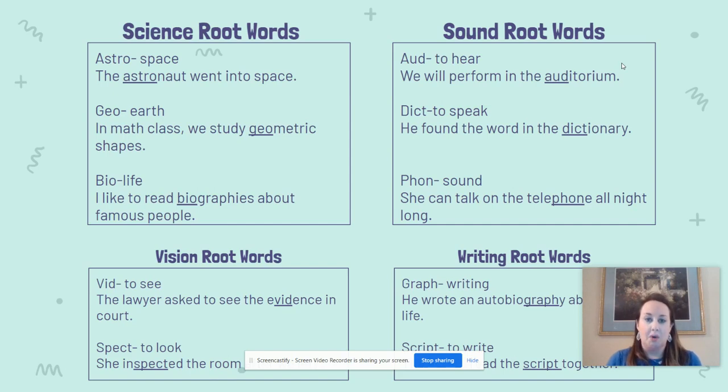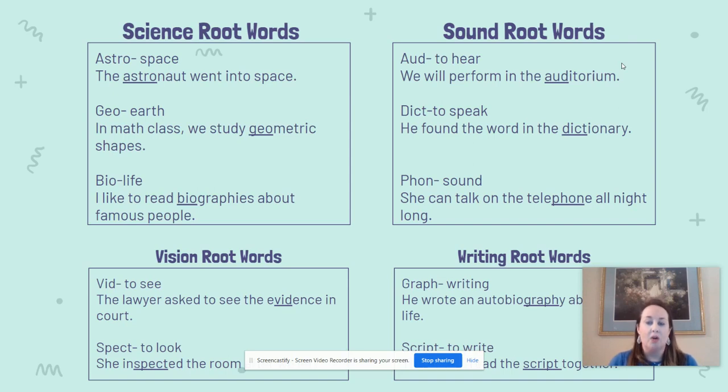And then geo, when you think about the root geo, you're thinking about Earth. So in math class, we study geometric shapes. And then bio, when you think about bio, you think about life. So I like to read biographies about famous people. And a biography is a book about someone's life.